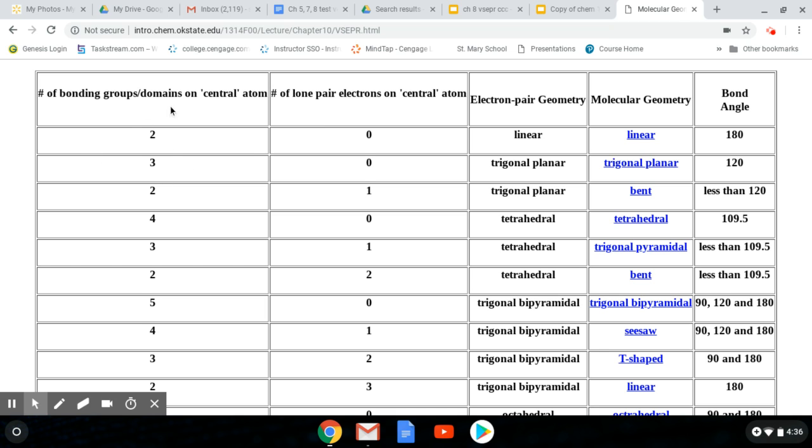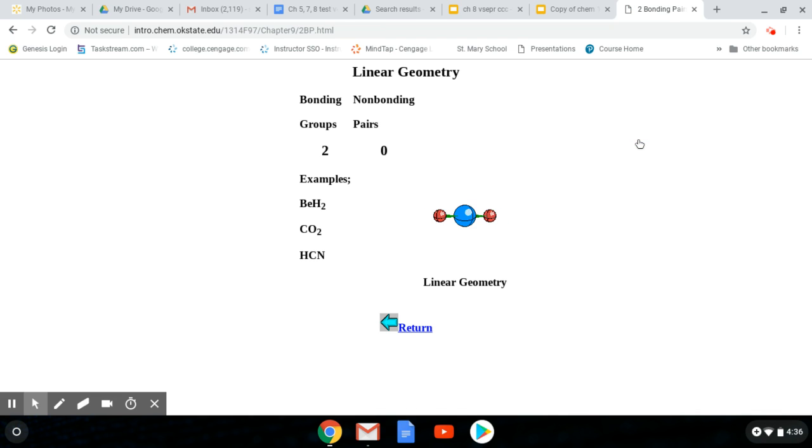So if we have two things surrounding the central atom, so these don't include the central atom, but no lone pairs, we say it's linear, which means that the bond angle is 180 degrees apart. So take a look at that image. There you go, 180 degrees. Central atom, one, two things around it, no lone pairs. Here are some examples. Beryllium hydride, carbon dioxide, acetonitrile.